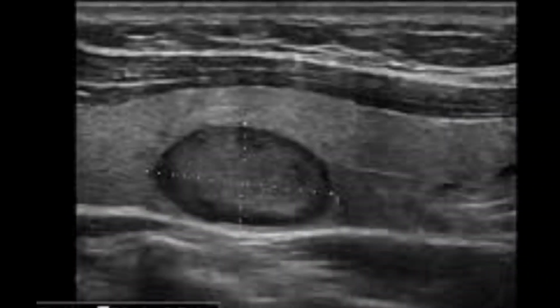Under the BTA, U2 would be considered as benign. So what would be the characteristic of U2? If the nodule appears to be hypoechoic or isoechoic with a halo. You can appreciate here, this is the left lobe of thyroid.